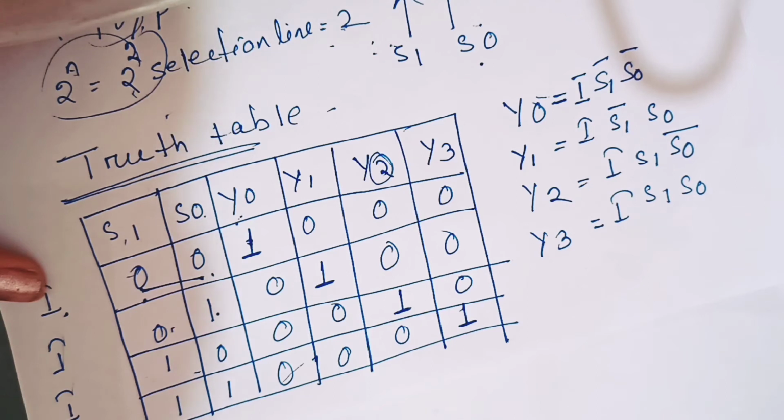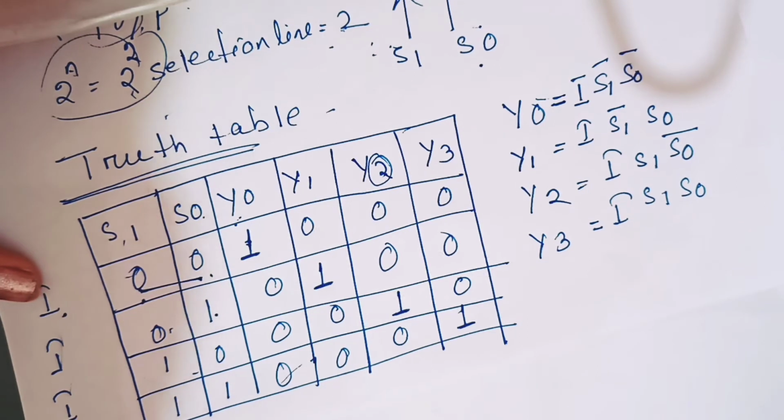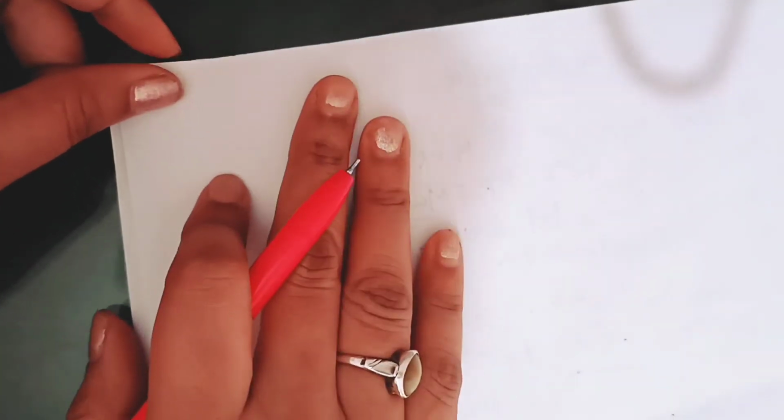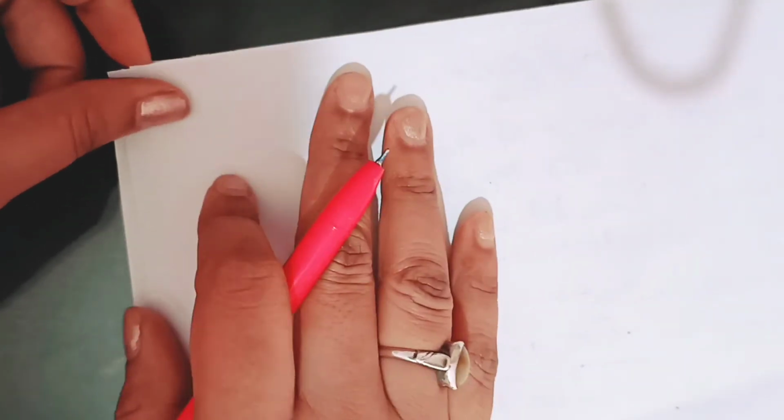Now we will draw the logic circuit diagram of your 1:4 DMUX. First we will write the values here. We'll write the values of Y.